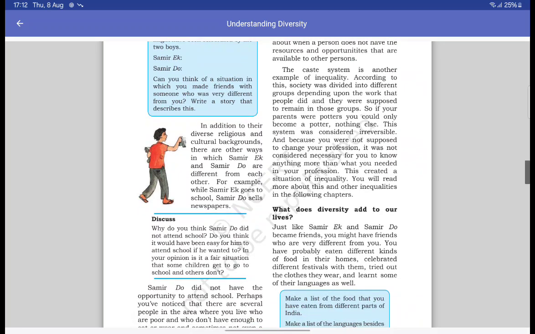The caste system is another example of inequality. Okay, now you need to understand this very carefully. Caste system is not diversity, it is inequality, because caste system is completely man-made. It has nothing to do with any kind of biological phenomena. Okay, it wasn't like you were born a Chamar or a Brahmin or a Kshatriya or a Rajput or anything like that.